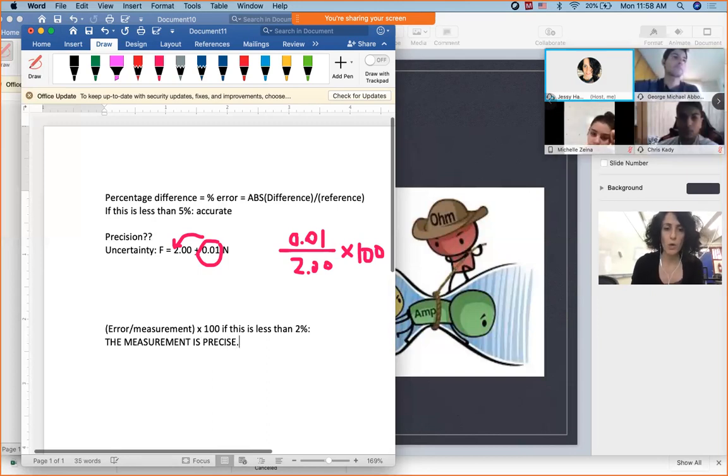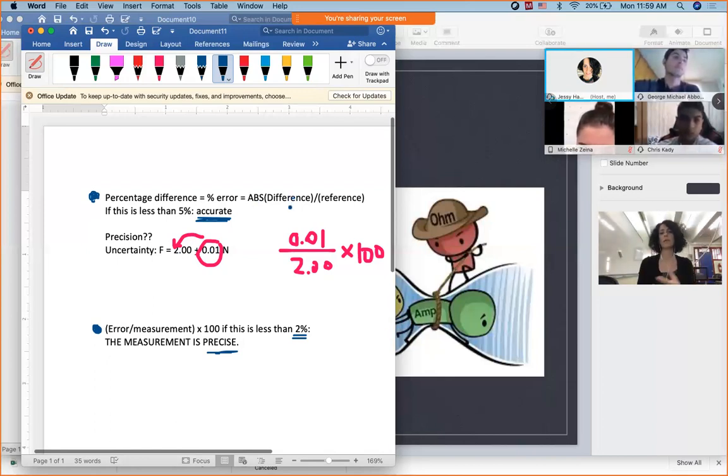So to discuss accuracy, we actually follow the percentage difference. And to discuss precision, we follow something else. Less than 2% is considered to be precise, if this ratio is less than 2%. And again, this ratio is different than this ratio. Here we compare the uncertainty towards the measurement; there, we compare the difference between something measured and a reference. So the ideas are basically different.